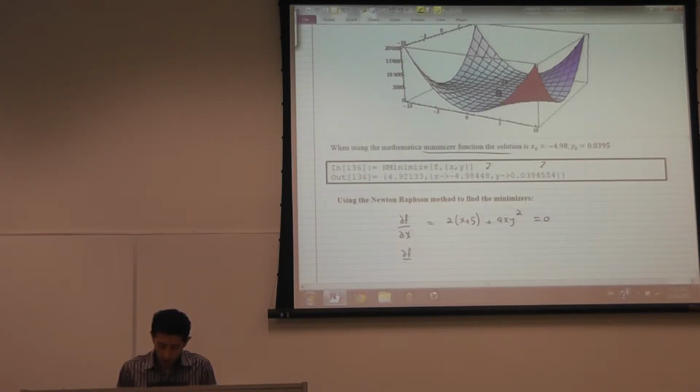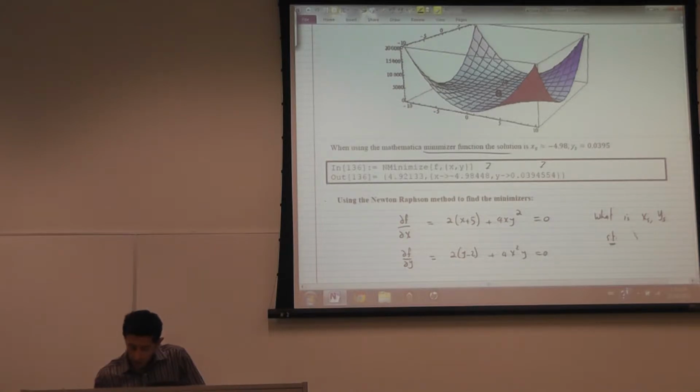And partial F by partial Y is equal to 2y minus 2 plus 4x squared y, equal to 0. So I'm looking for the solution to the problem where partial f by partial x equals 0 and partial f by partial y equals 0. So I have two nonlinear equations in two unknowns, the unknown x's and y's. So now I can utilize the Newton-Raphson method.